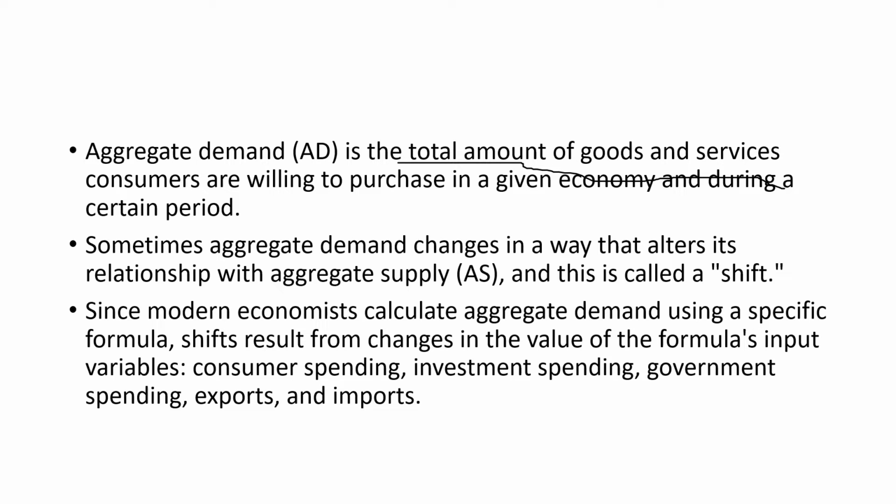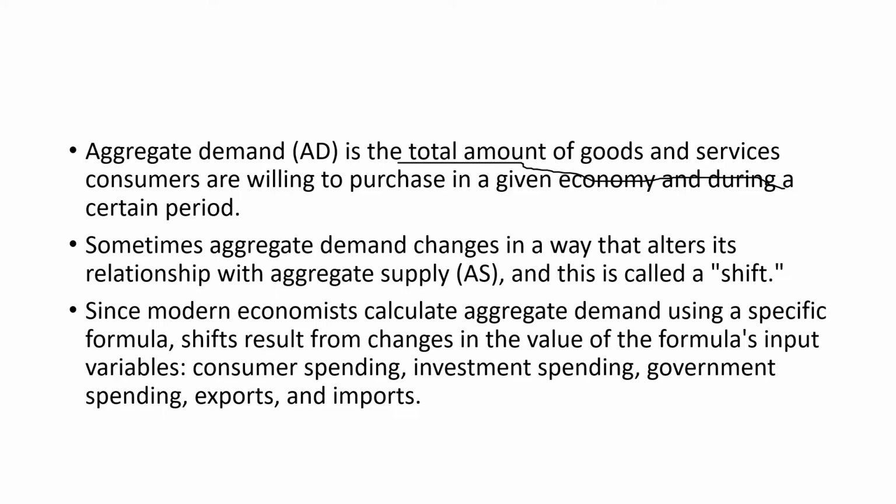Sometimes the aggregate demand changes in a way that alters its relationship with aggregate supply. We know that whenever the aggregate demand curve intersects the aggregate supply curve, we get the equilibrium price and equilibrium quantity, right? So starting from the point of equilibrium, whenever there is a shift in the aggregate demand curve, that can have implications on the price level as well as on the output level, right? So we have to see how aggregate demand shifts and what its implications are.